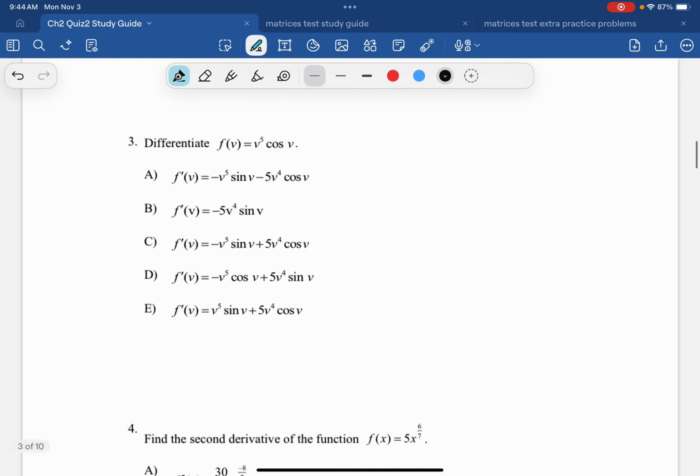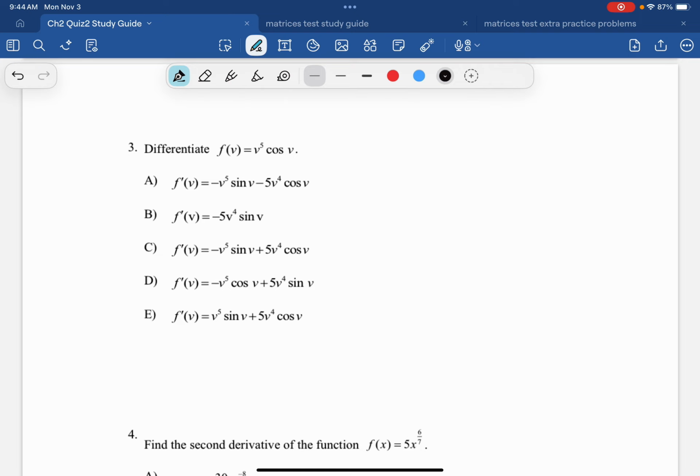Let's go to question 3. Here's a simple derivative. I'm looking for the derivative of f with respect to v. And so here I'm going to use product rule. So I'm going to take the derivative of the first factor and leave the second factor alone. And then I'm going to add the first one left alone times the derivative of the second one. So the derivative of v to the power 5 is just 5v to the 4th. And so using product rule, I have to leave the second part alone. So 5v to the 4th times cosine v.